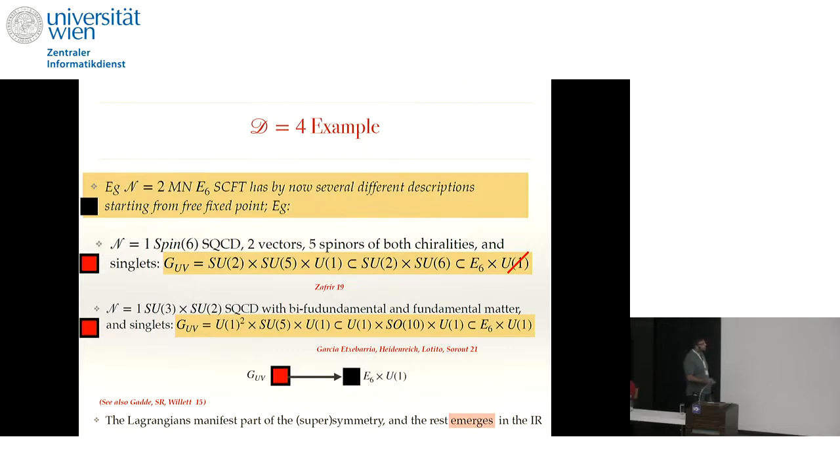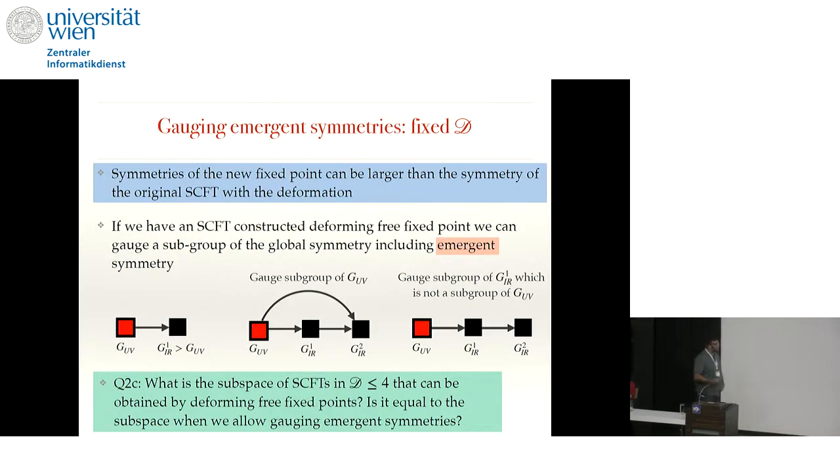And here is yet another Lagrangian for the same theory. So this non-Lagrangian theory now has several Lagrangians with the symmetry that we expect in the infrared emerging in this renormalization group flow.